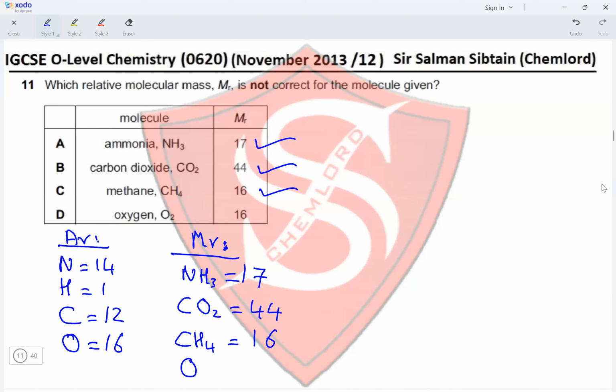And for oxygen, it would be 16 plus 16, 32. However, the one given in the options is 16, making it incorrect. Therefore, option D is the correct option for this question.